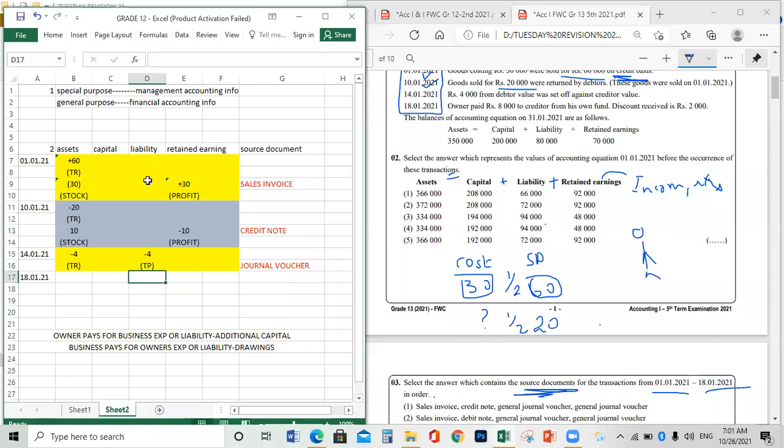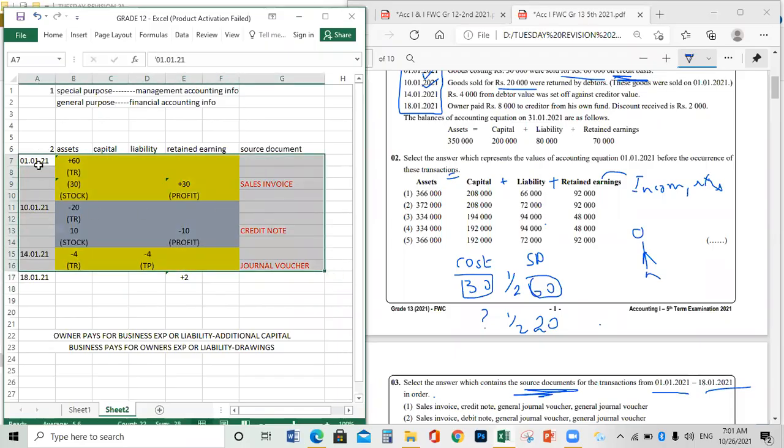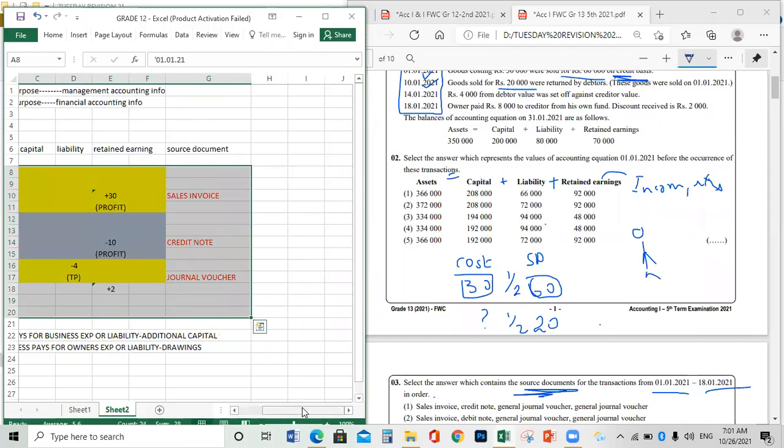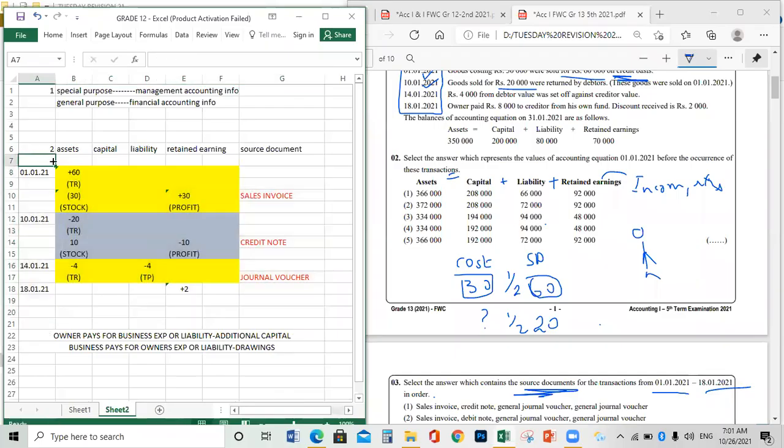Discount received is an income. Income increases, and due to that retained earnings will increase. Income increases, guys, and due to that, your retained earnings also increase.